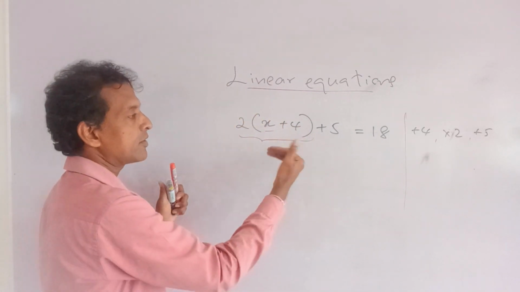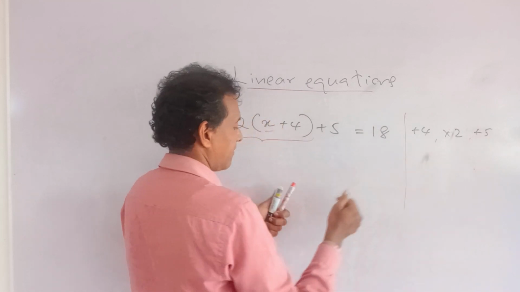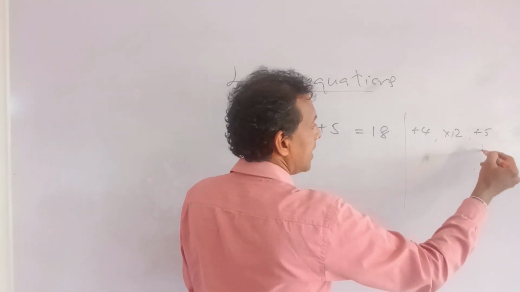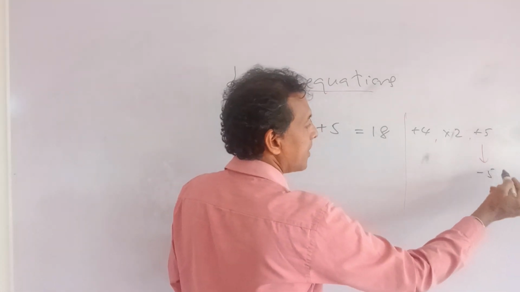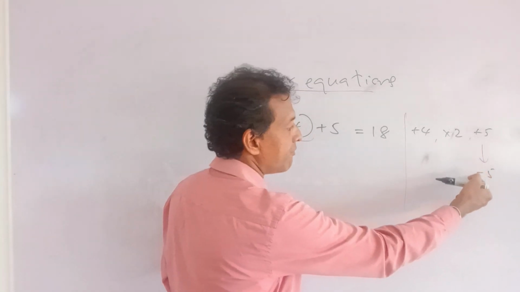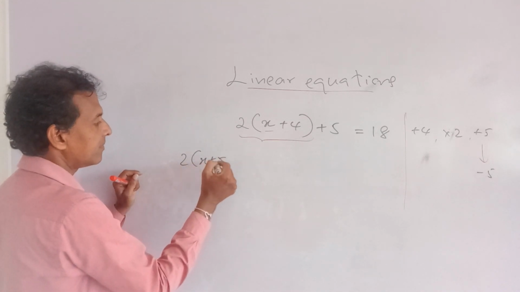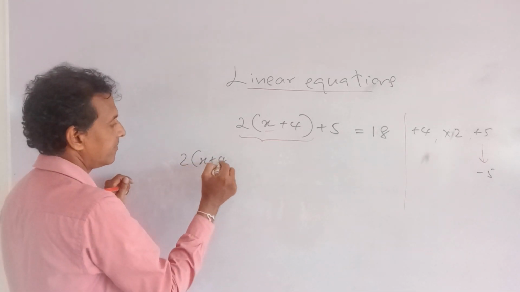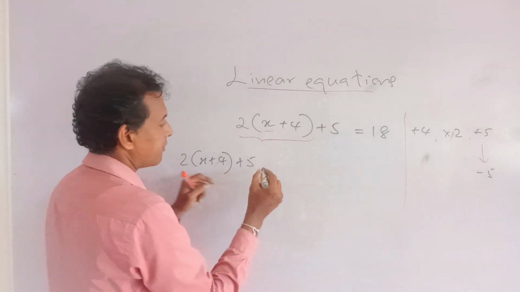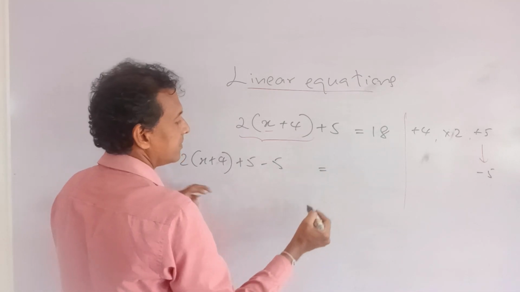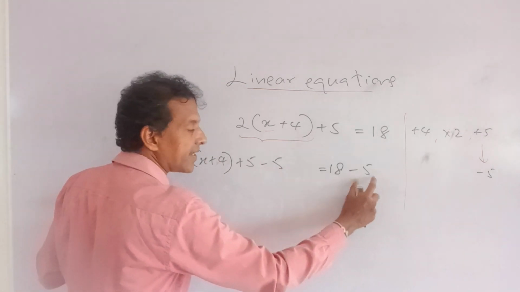Now we use the inverse operation. Start with the last operation we did and use the inverse of that. Last operation is plus 5. So we use the inverse operation minus 5. That means subtract 5 from both sides. So write the same thing here, plus 5. Now we have the left hand side. Now subtract 5 from this side. This side we have 18. Subtract 5, so minus 5 to both sides.